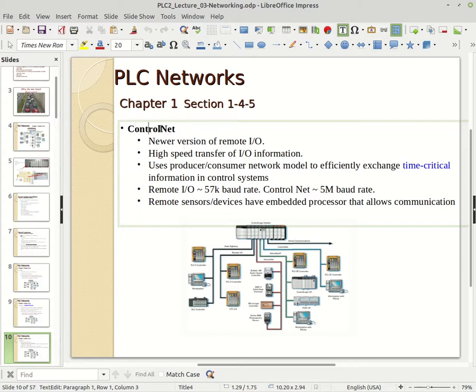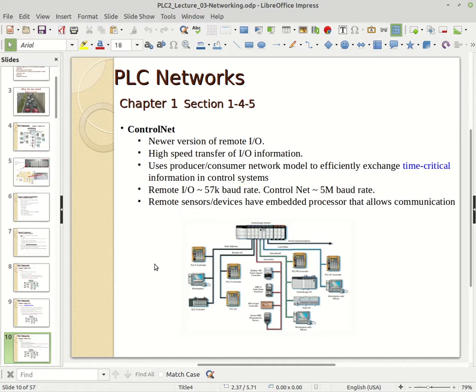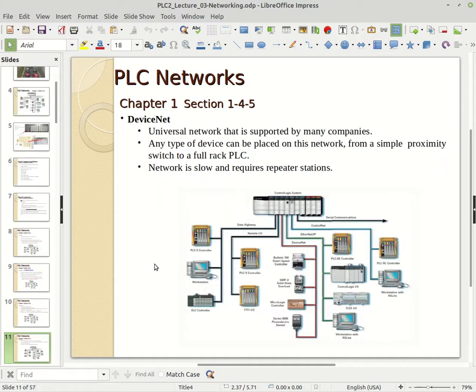So if we look at something like ControlNet, it is a fairly new version for performing remote I/O. It does high-speed transfer of communication, and when it was designed, it was dedicated for control type systems, and therefore it has in the protocols the guarantees so that the time critical information can get delivered in a timely manner. So we know that within so many milliseconds that packet of information is going to be sent across the network.